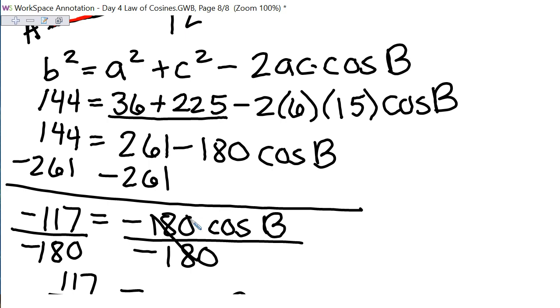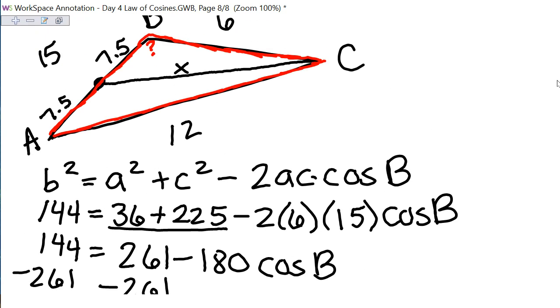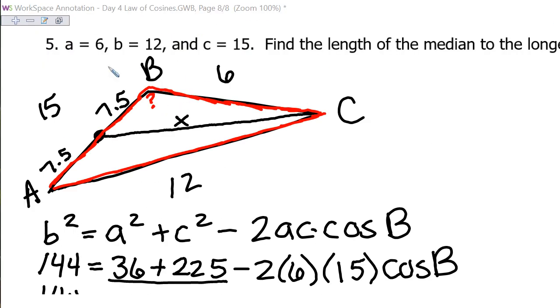This is arc cosine, so make sure you do cosine inverse. And what is angle B to the nearest degree? 49.45, so that's 49 degrees. Okay, so now we know that the top angle up here, this is 49 degrees.